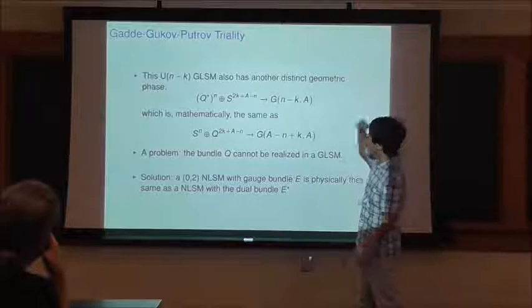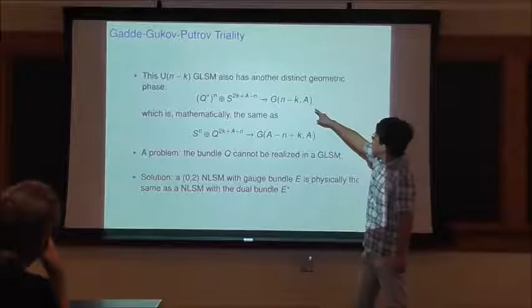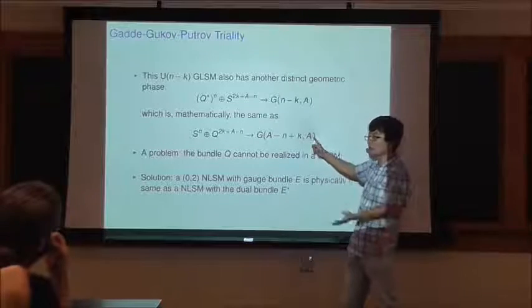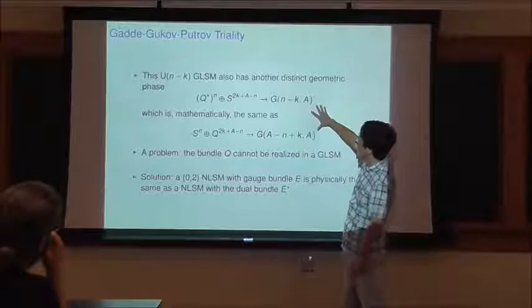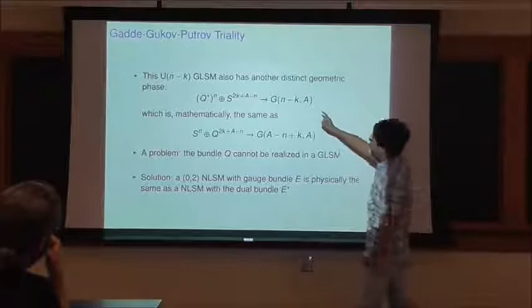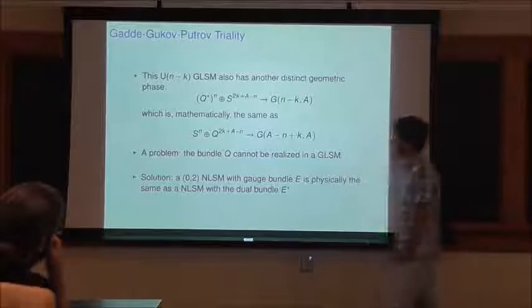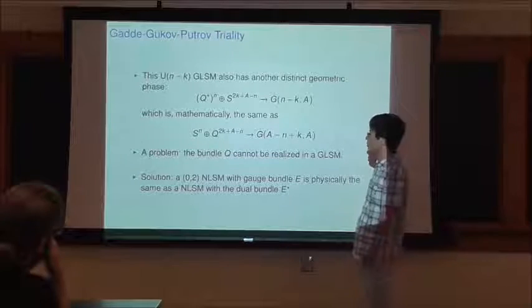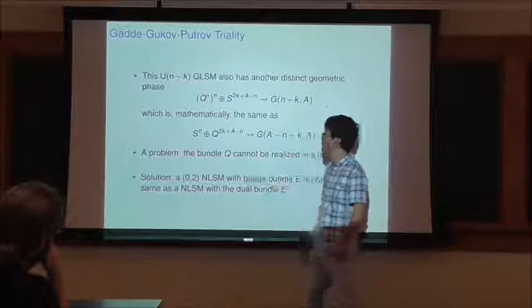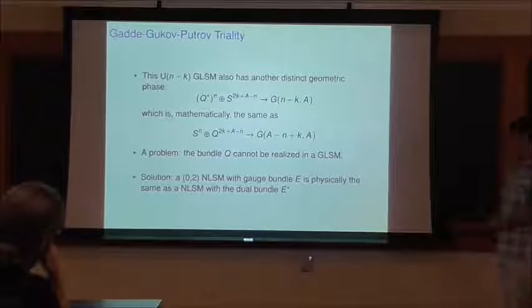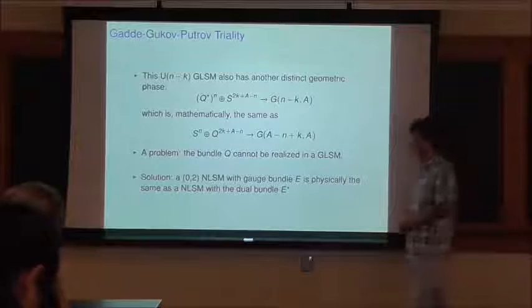The second phase is identical mathematically to a different looking space, because they are mathematically the same. So the second phase of the second GLSM has another interpretation as this one mathematically, but we are having a problem because of this factor of Q. Q is what's called a universal quotient bundle, and there's no way to realize that bundle in gauge theory.